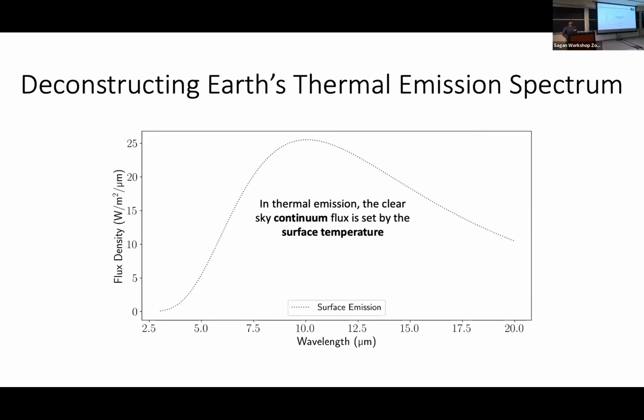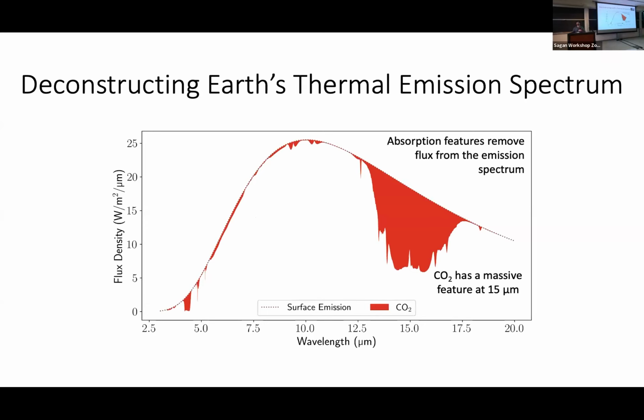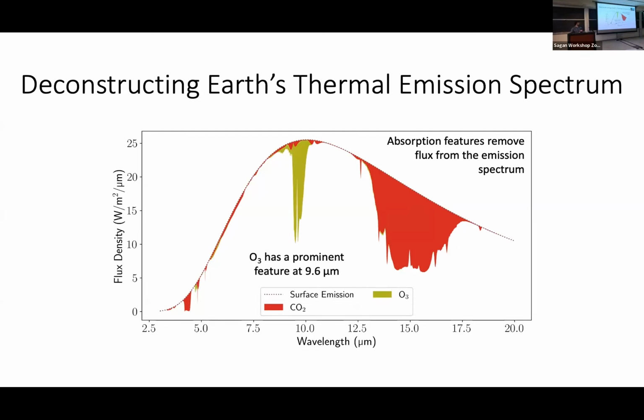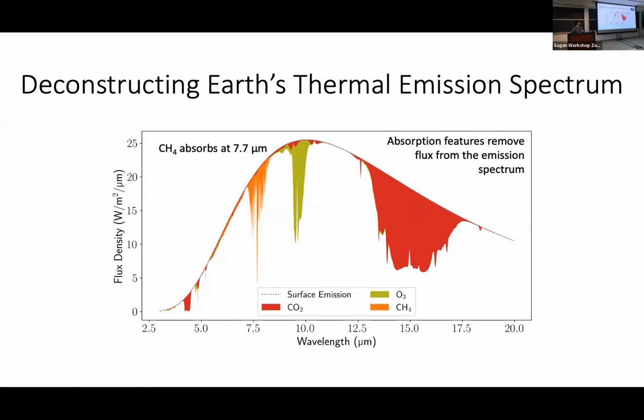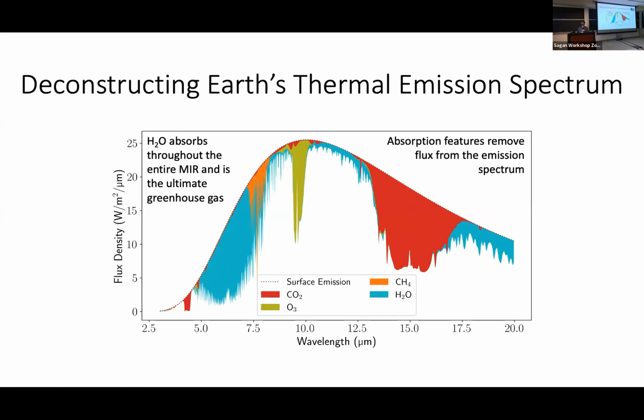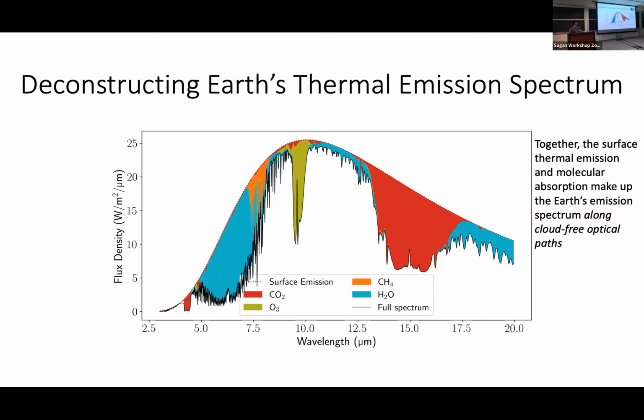So we can play the same game with thermal emission. And in this case, we start with thermal emission from the surface set by the surface temperature of the planet. And from this continuum, we get absorption features from the cold layers of the atmosphere above. So we'll start with CO2, adding that in. There's this massive feature at 15 microns. We have ozone at 9.6 microns, methane, and then water throughout this wavelength range. And so together, these gases make up the clear sky thermal emission spectrum of Earth.